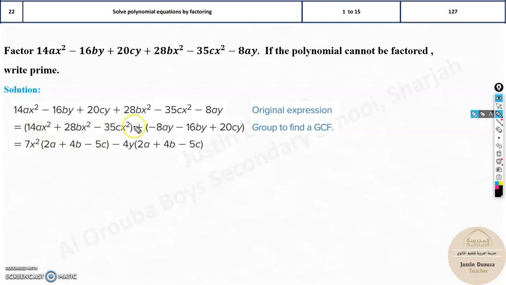And over here, x squared is common in all, so remove out x squared. And then over here, the same thing. Say y is common in all, remove that, and 4 is common in all, remove that. Simplify these two terms as much as possible.